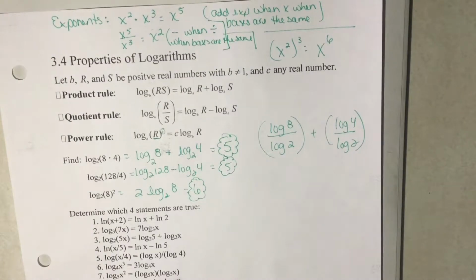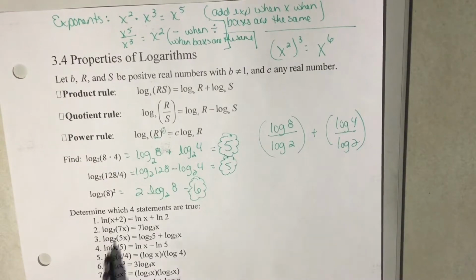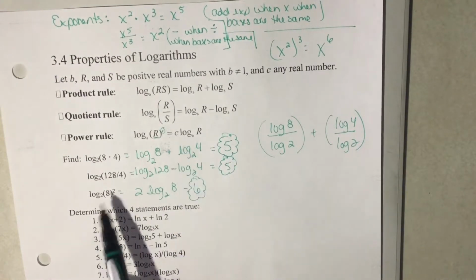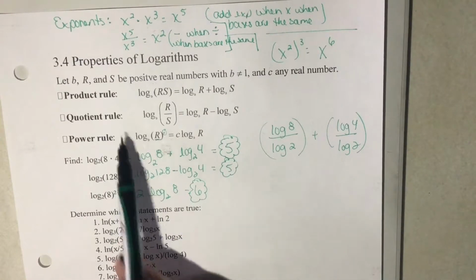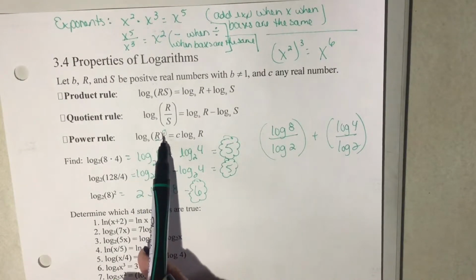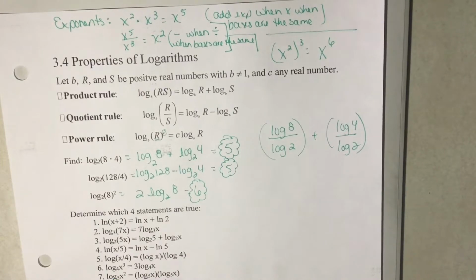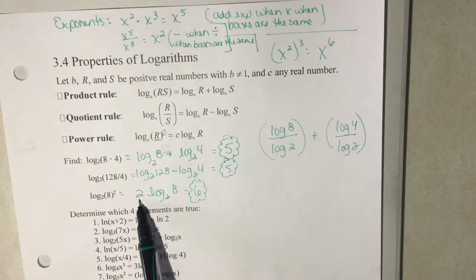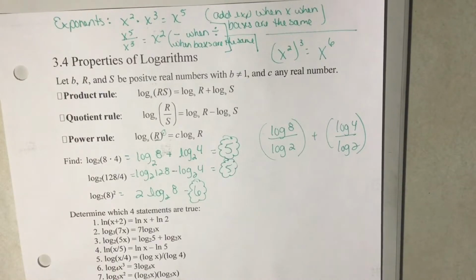Kayla, how'd you do the last one? This one? Or this one up here? That one. This exponent from the quotient rule says, or the power rule, that I can bring it in front. I know that, but how'd you get 6? 2 times log base 2 of 8. Listen to Maggie. She's got it going.